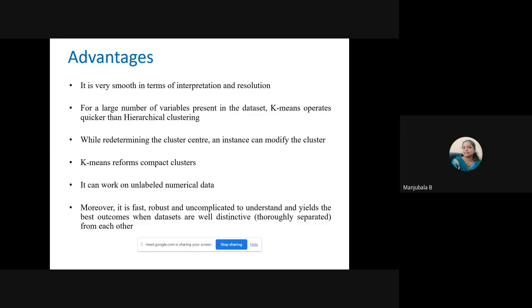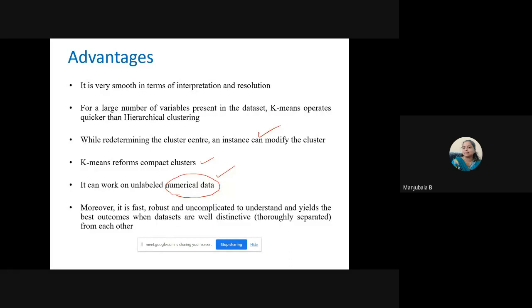So this is a very simple algorithm. It is very smooth in terms of interpretation and resolution, because the algorithm is very simple. For a large number of variables in the data set, k-means operates quicker than hierarchical clustering. While redetermining the cluster center, an instance can modify the cluster, as we have seen in that example: point P is under C2 in one iteration, and in the next iteration it moves towards cluster C1. So k-means forms compact clusters. It can work on numerical data only. If the data is numerical, then you can go for k-means clustering.